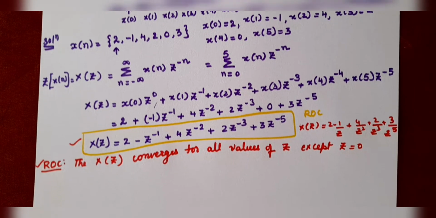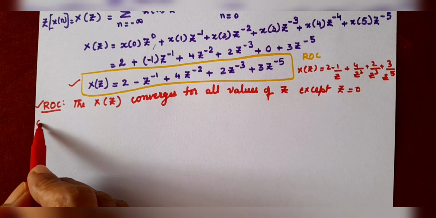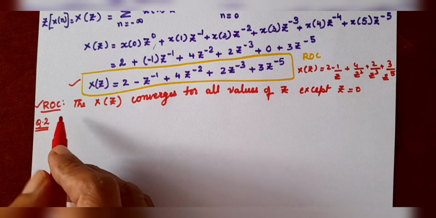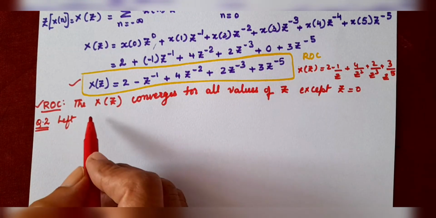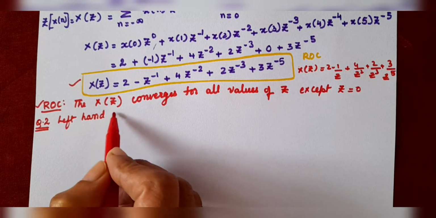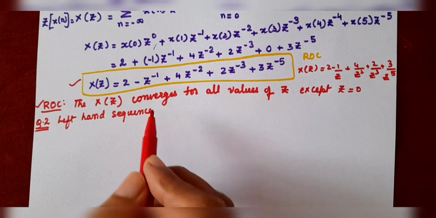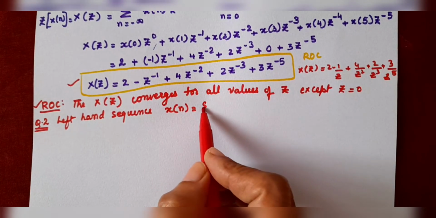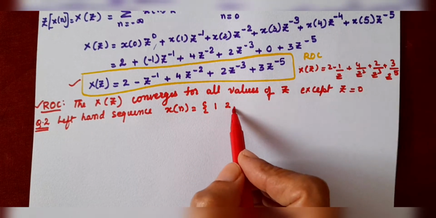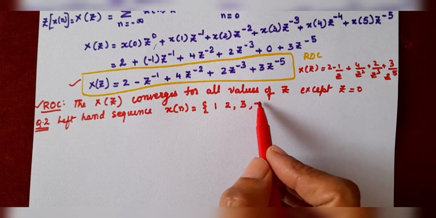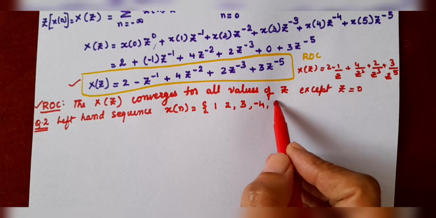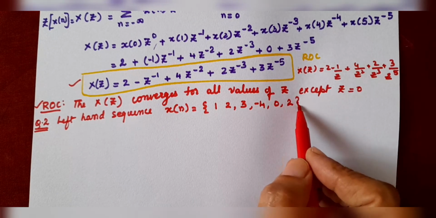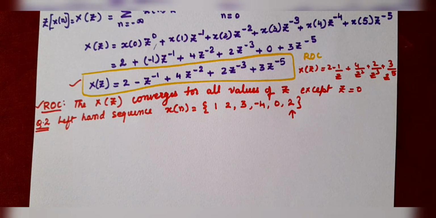Now coming to the next question, question number 2, that is left hand sequence. Okay, let us take the question. X of n is equal to 1, 2, 3, minus 4, 0 and 2. Let the arrow be here. Okay, this is a left hand sequence because from the arrow you are having these values.